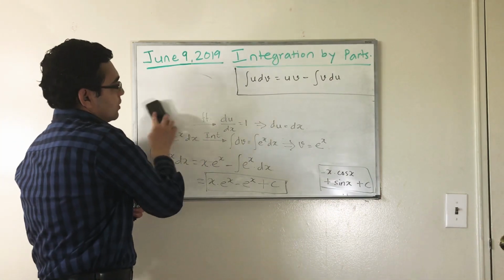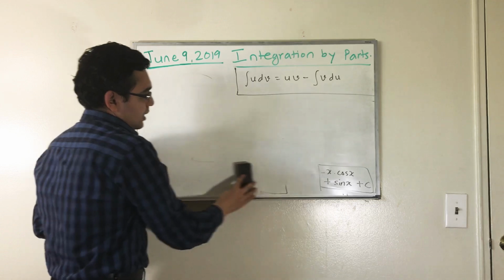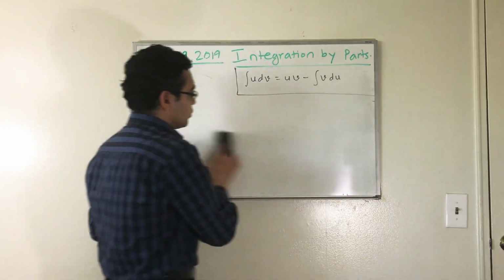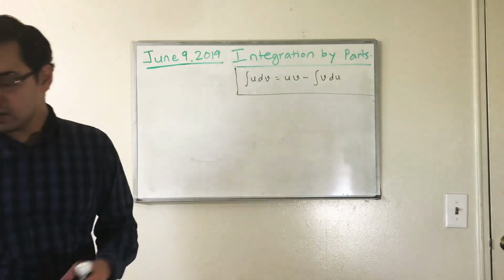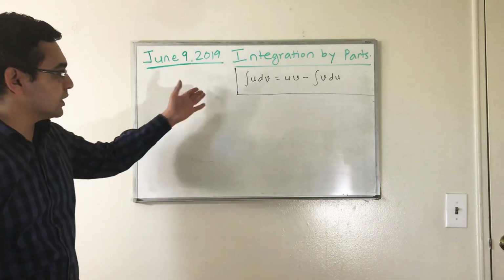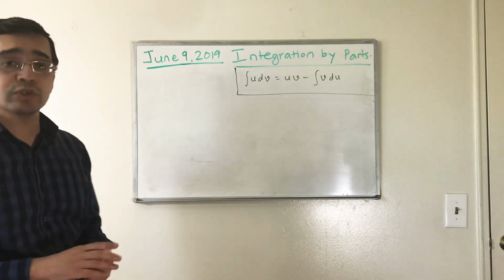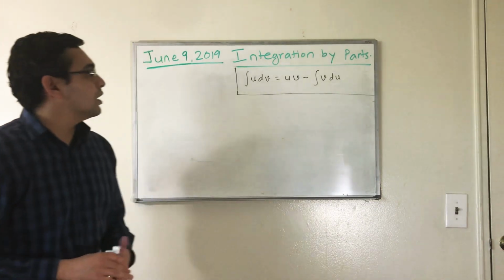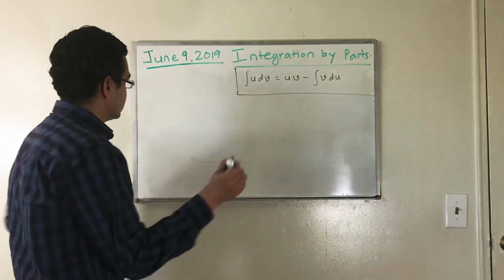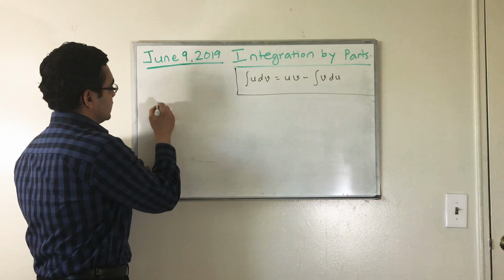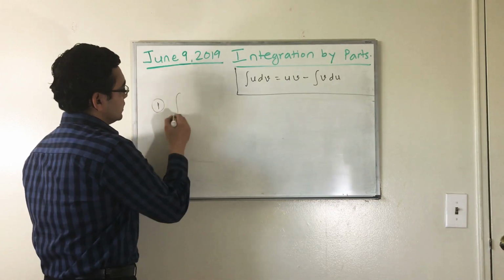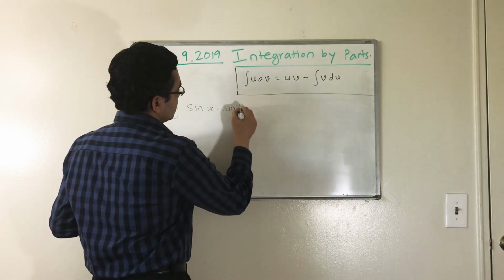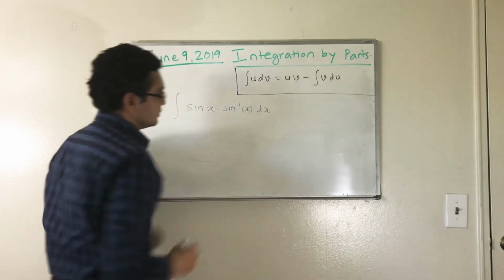As I told you, this LIATE rule and integration by parts work many times, but they do not always work. So I'm going to give you two examples where this sort of technique does not work. We are not going to work out the details in this video, but we'll just see the examples. First example is the integral of, say, sine x times sine inverse x dx.